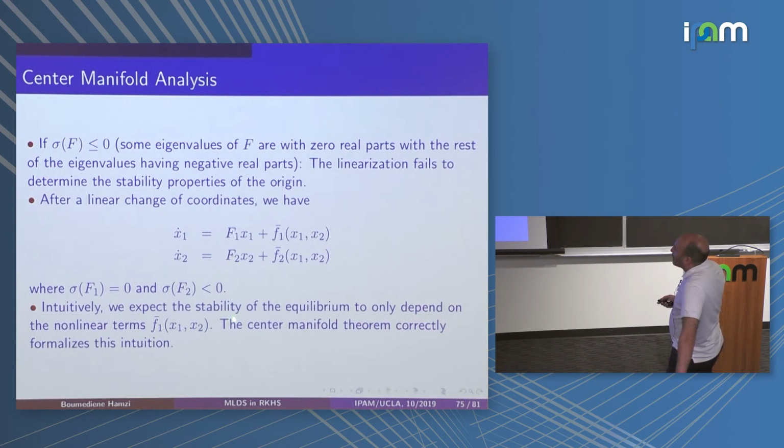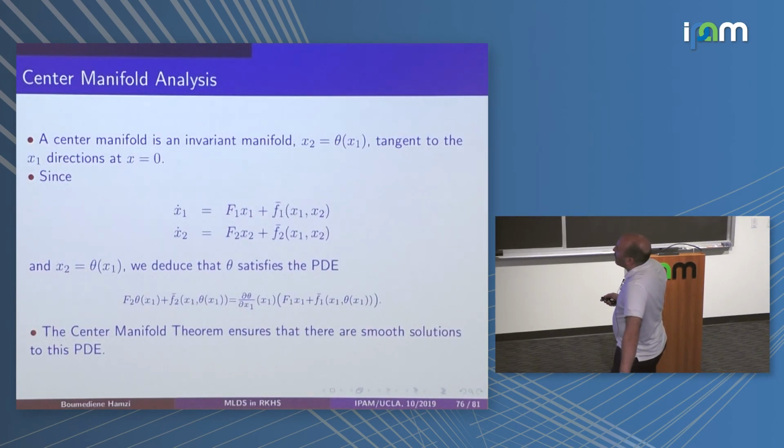So intuitively, we expect the stability of the full order system to depend only on the reduced order system, which is the x1 part, because x2 will converge to 0 quickly. This is the objective of the center manifold theorem, which tells us that there exists an invariant manifold x2 is equal to theta of x1, and that theta satisfies the following PDE that we obtain by plugging this expression into this system of ODEs. And the center manifold theorem ensures that there are smooth solutions of this PDE.